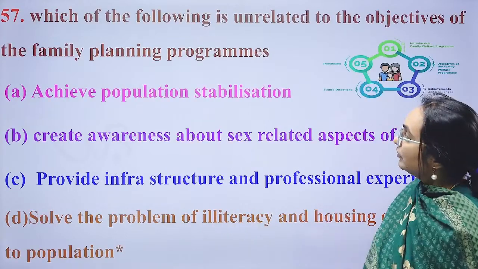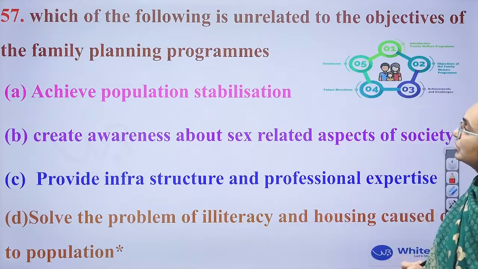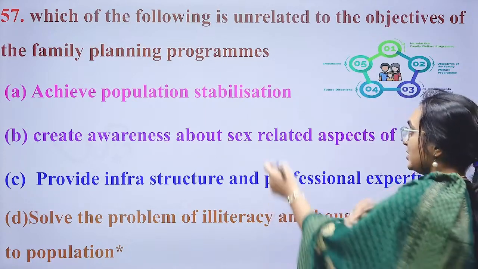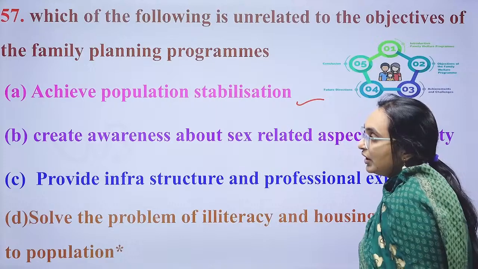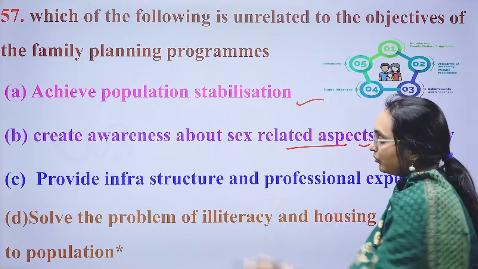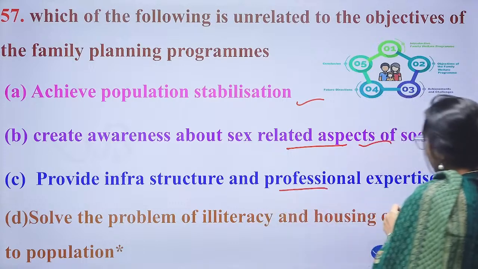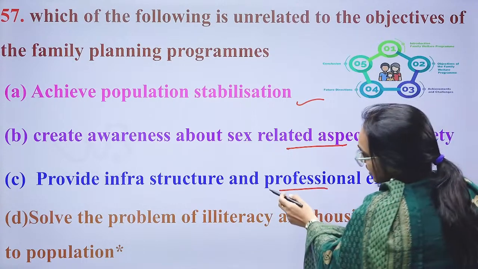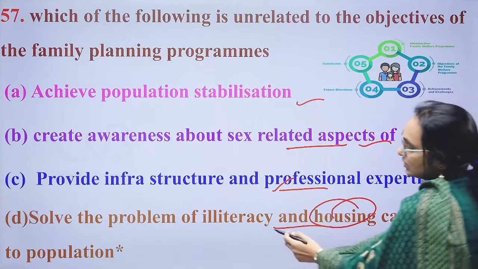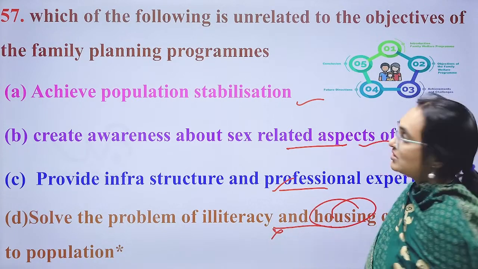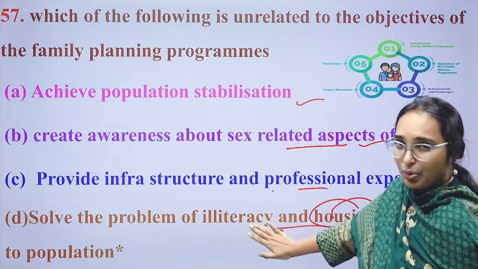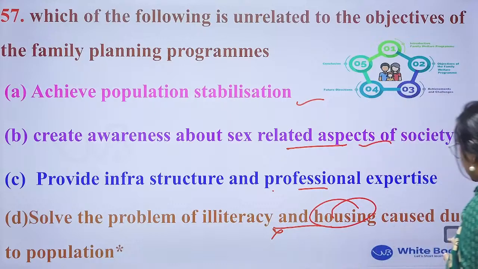Next question. Which of the following is unrelated to the objectives of the family planning program? Achieve population stabilization. Yes, that is the objective of family planning. Create awareness about sex-related aspects of society. Yes. Provide infrastructure and professional expertise. Yes. Solve the problems of illiteracy and housing. No. Option 57 is D, because all others are the objectives of this family planning program except providing housing. So, option is D.